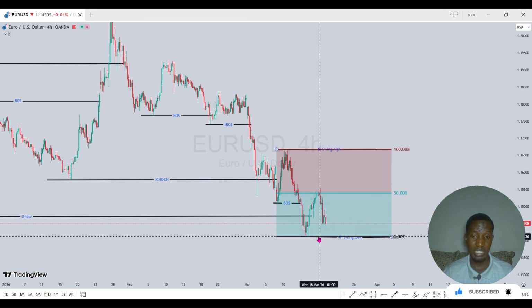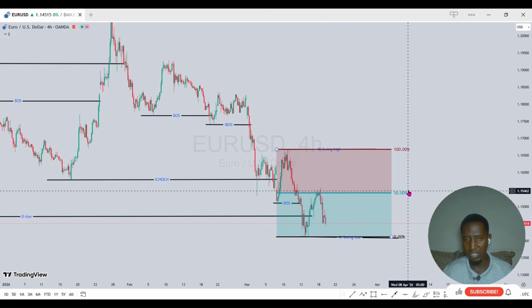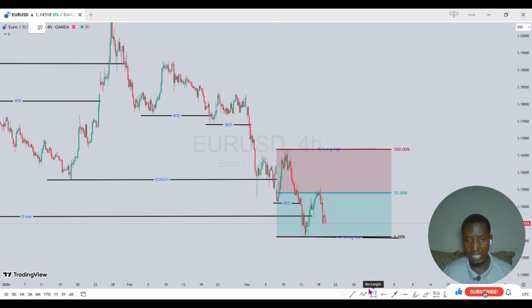When the market is on discount, it's very cheap. When the market is cheap, we look for an opportunity for a buy, and when the market is expensive, on premium, we look for an opportunity for a sale. Okay, right? Nice one. So let's mark our points of interest again above here.